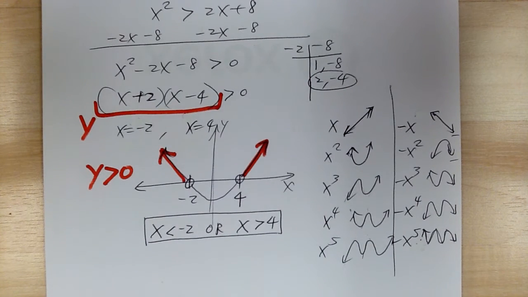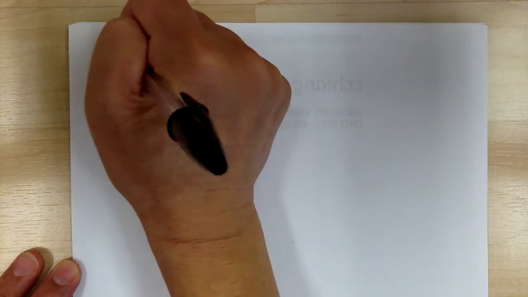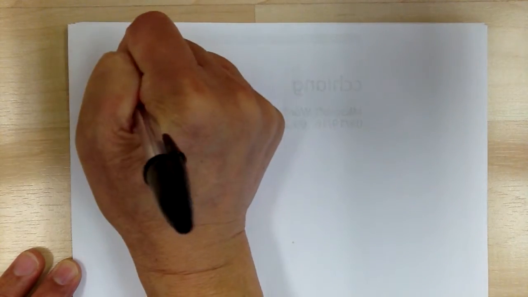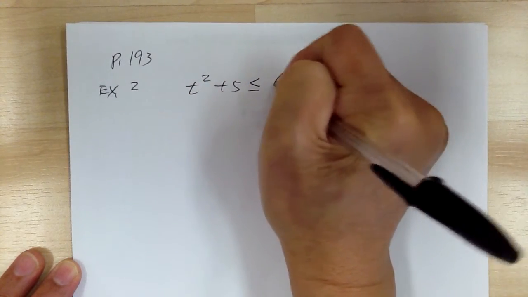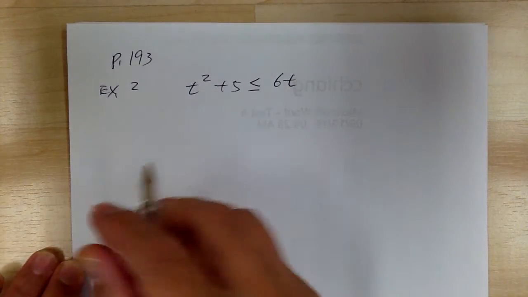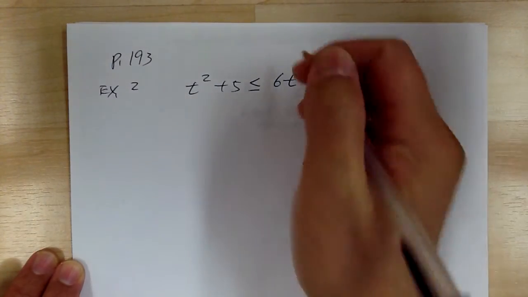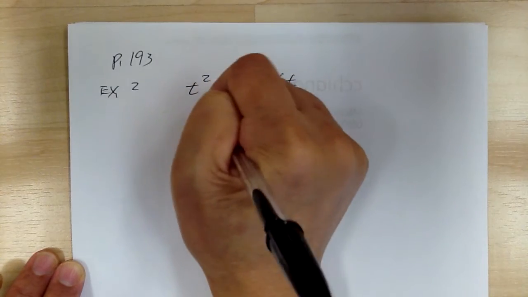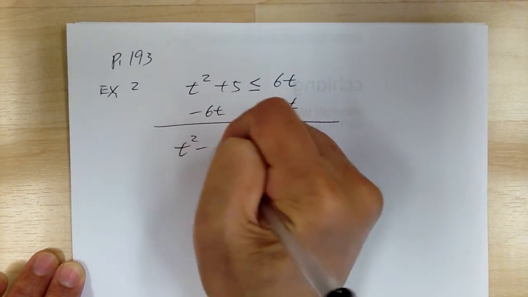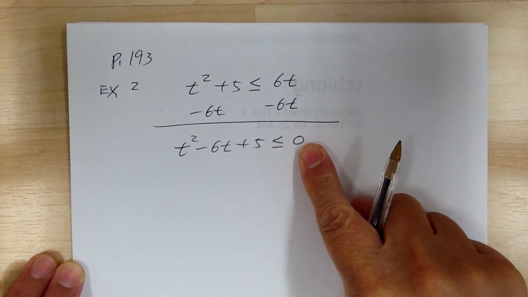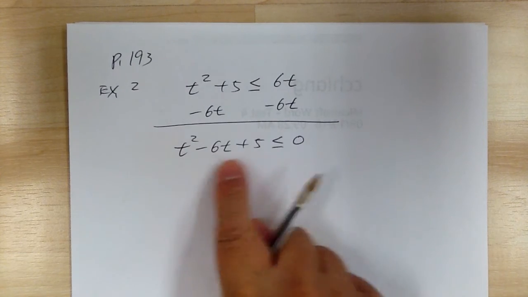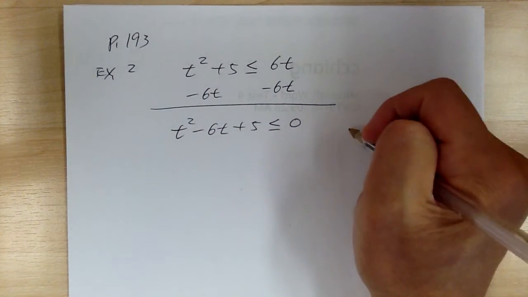Okay, so let's go and do a couple more examples, and it will become very clear and very easy. Okay, so let's go to example 2. So you got t squared plus 5 is less than or equal to 6t. So you can make everything to the left hand side, make right hand side equal to 0. So minus 6t, minus 6t. So you got t squared minus 6t plus 5 is less than or equal to 0. Again, you have to have it equal to 0 before you can do factoring. And you have to arrange in order so you can do factoring.